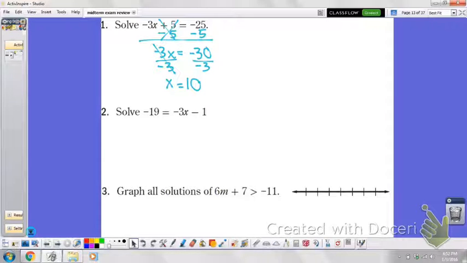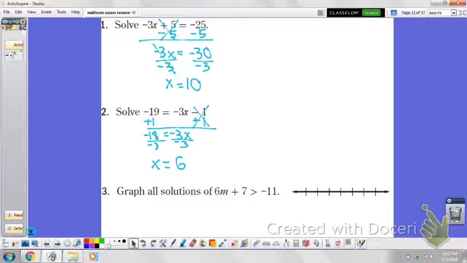The next one I have negative 19 equals negative 3x minus 1. Solve this by adding 1 first. 1's cancel out. And I have negative 18 equal to negative 3x. Divide both sides by negative 3. And I get x is equal to 6.